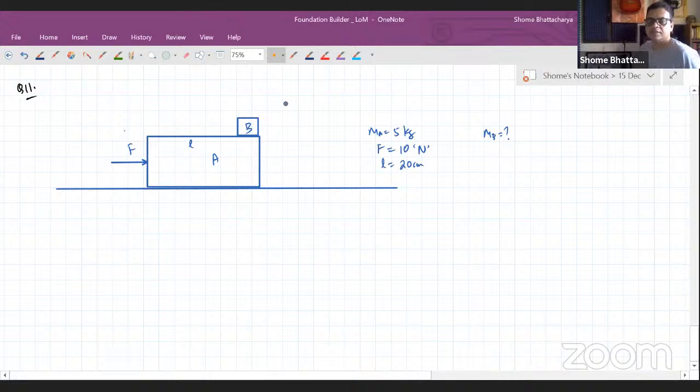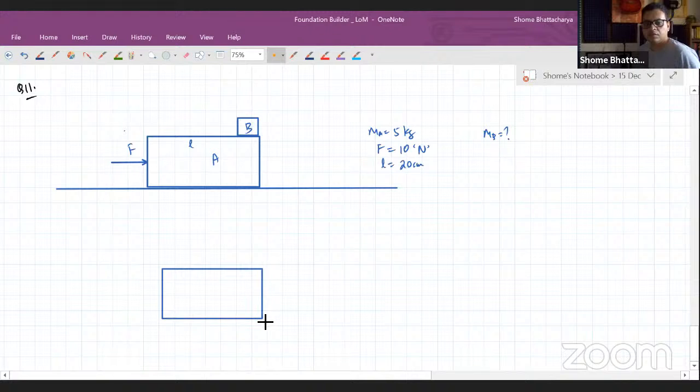So first of all, let's understand why B will separate from A. For that, you need to understand the free body diagram. So what is happening on A and on B? What type of forces are acting? Let's understand. So free body diagrams of A and B.